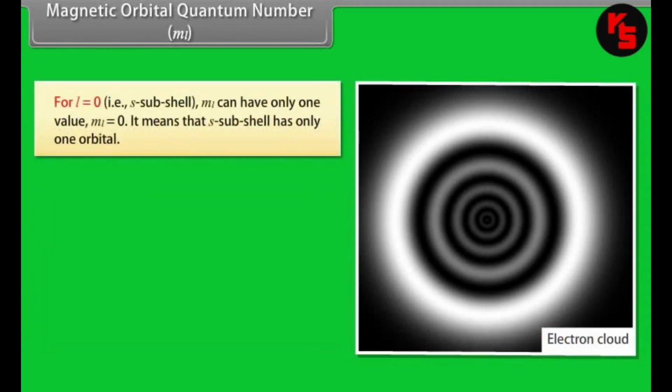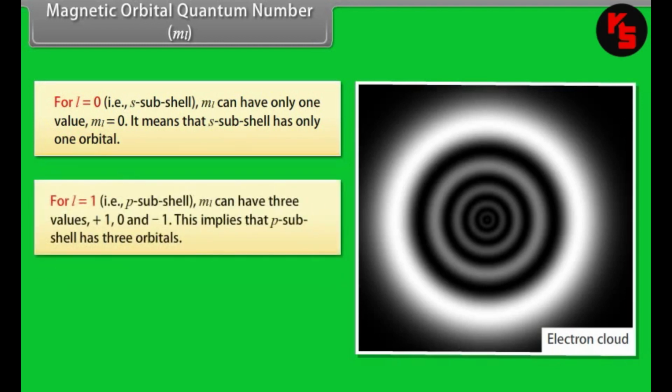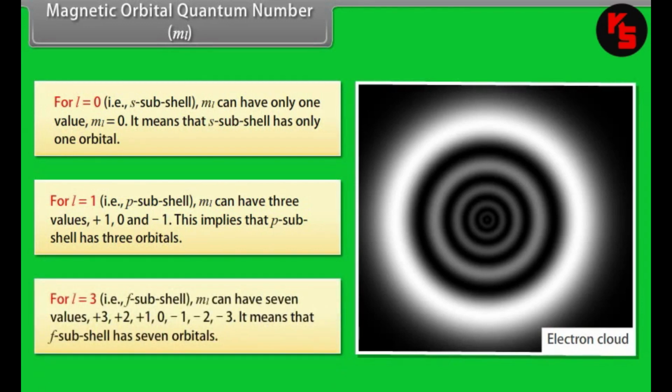For l equal to 0, ML can have only one value, ML equal to 0. It means that the s subshell has only one orbital. For l equal to 1, ML can have three values: plus 1, 0, and minus 1. This implies that the p subshell has three orbitals. For l equal to 3, ML can have 7 values: plus 3, plus 2, plus 1, 0, minus 1, minus 2, minus 3. It means that the f subshell has 7 orbitals.